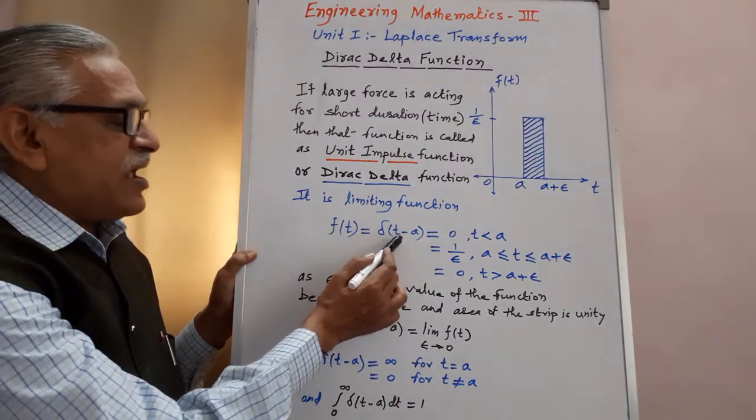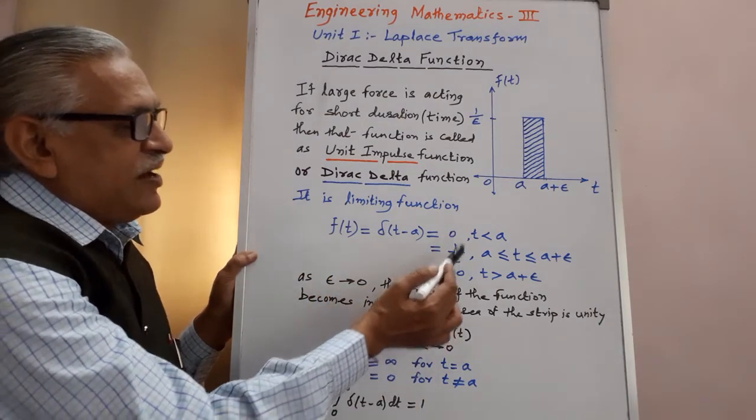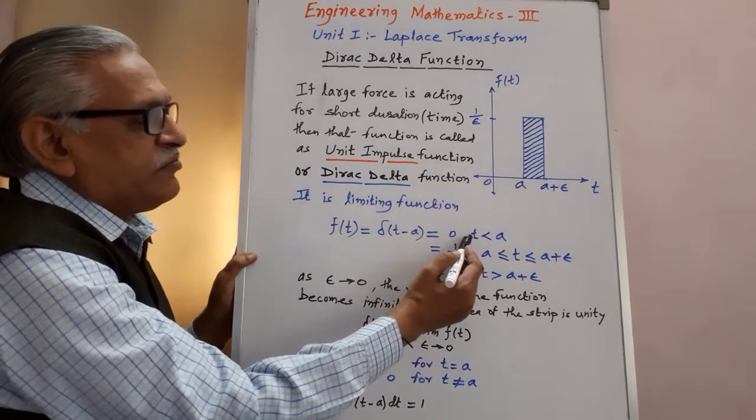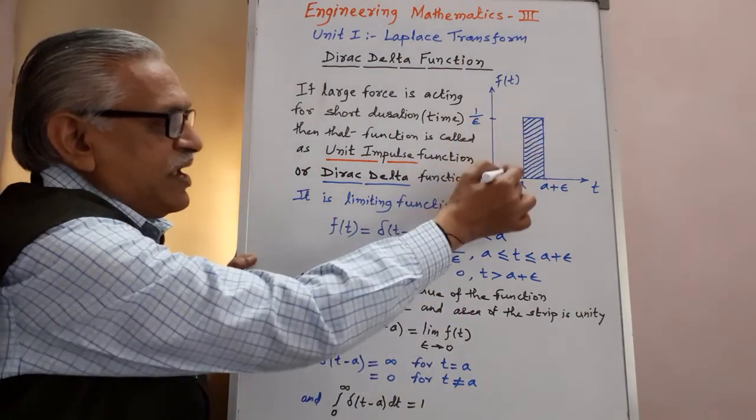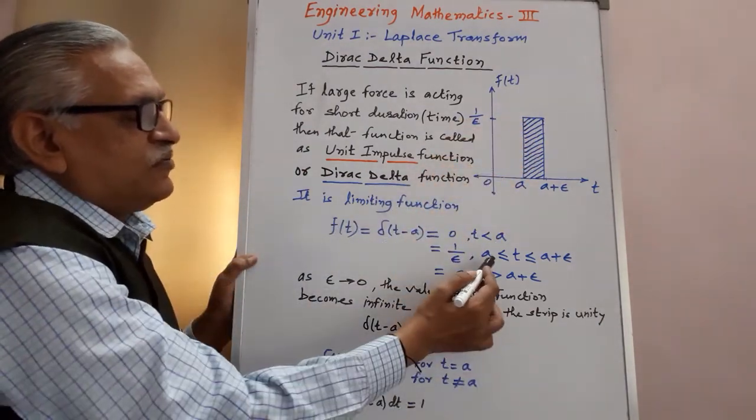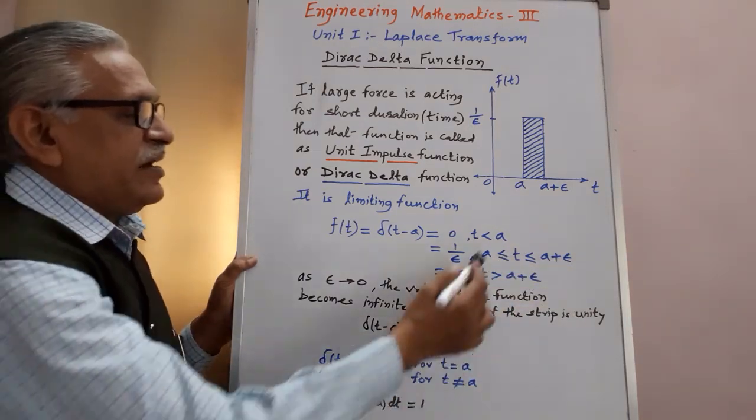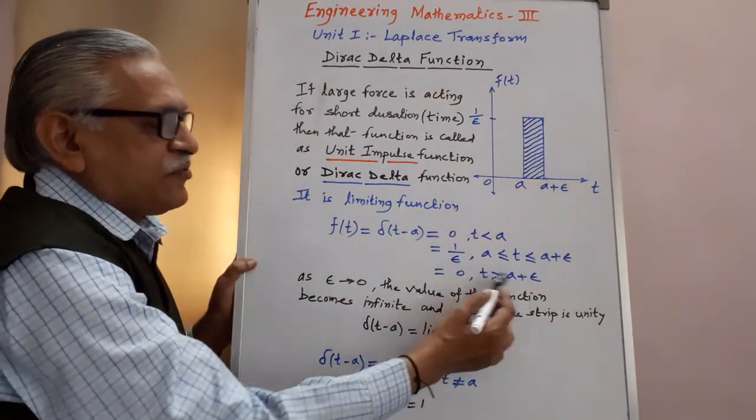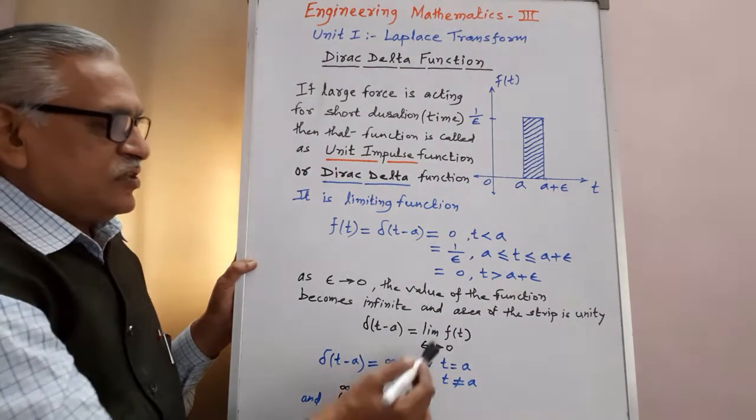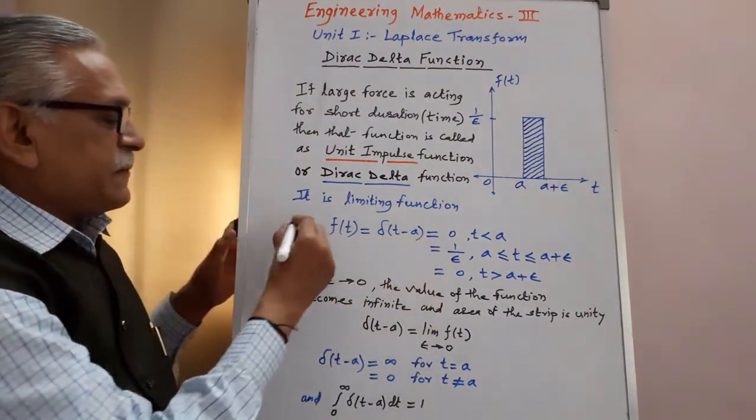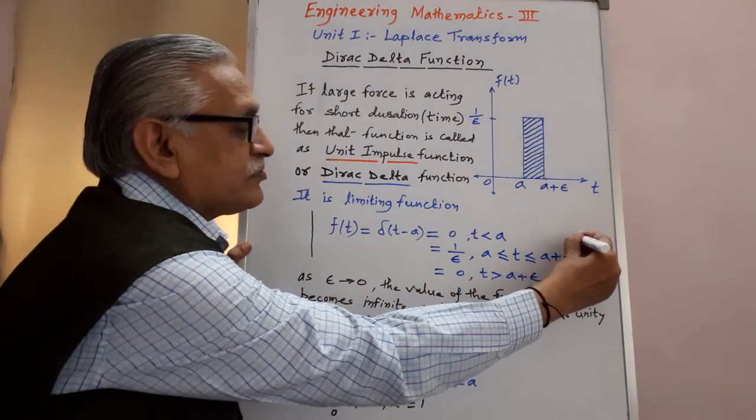It is defined as delta of t minus a having three values: 0 for t less than a. Second value is 1 by epsilon, for the value of t in between a to a plus epsilon, and again after a plus epsilon, or t greater than a plus epsilon, its value is 0. Therefore, this is the definition of that Dirac-Delta function.